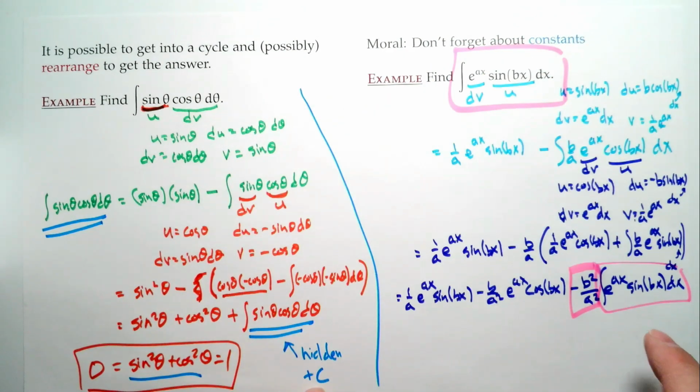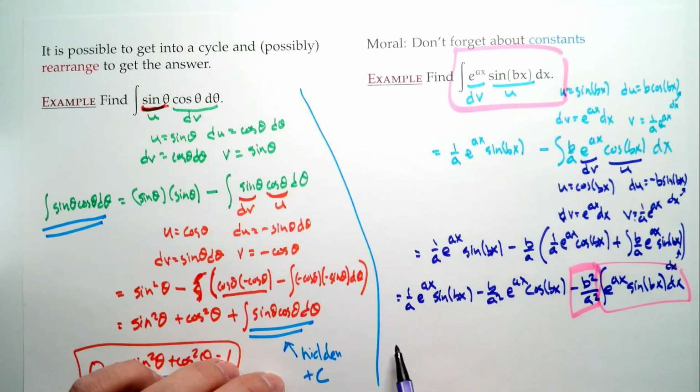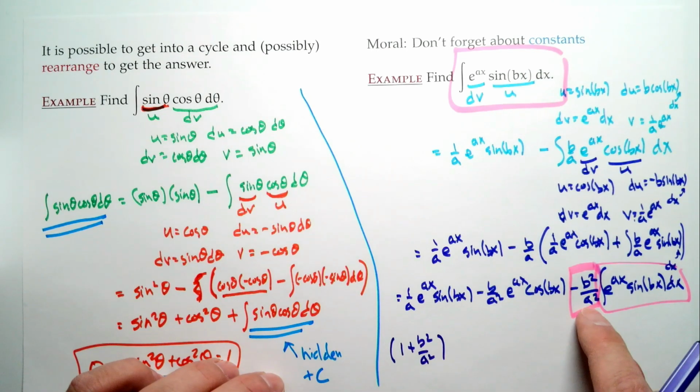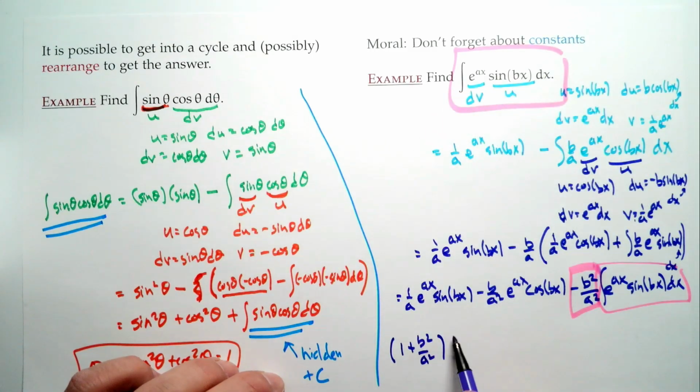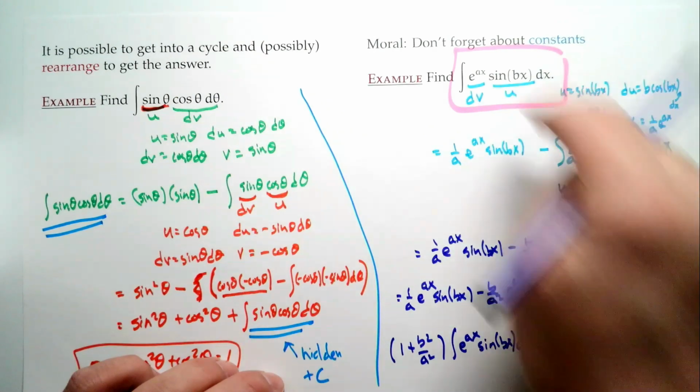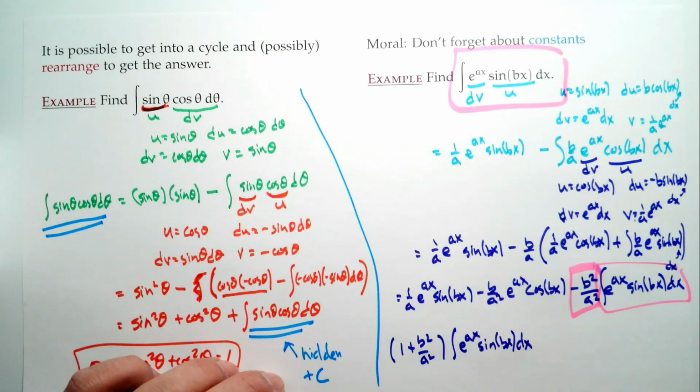But because there's a hidden plus c, what we'll end up with is 1 plus b squared over a squared. Because this is minus b squared over a squared, we add b squared over a squared times the integral of e to the ax sine of bx dx. Okay, so we added that to the other side. One of these plus b squared over a squared of those is equal to 1 over a e to the ax sine of bx minus b over a squared e to the ax cosine of bx plus c.